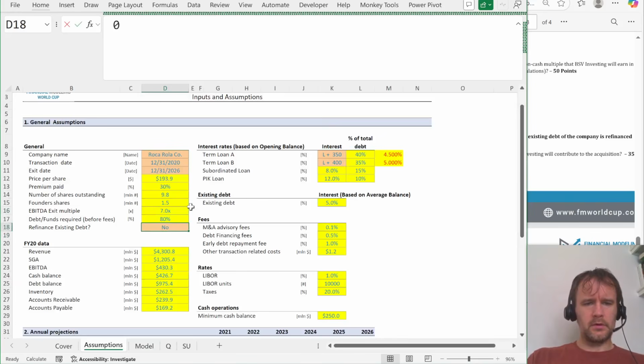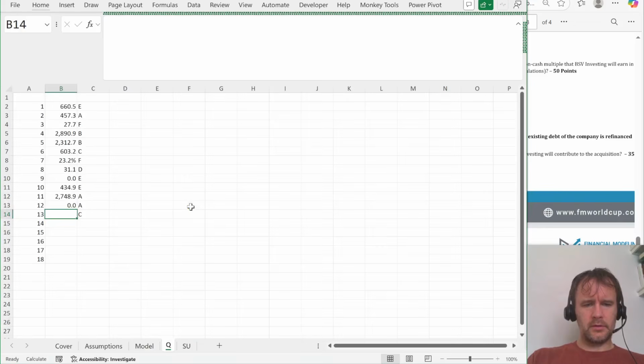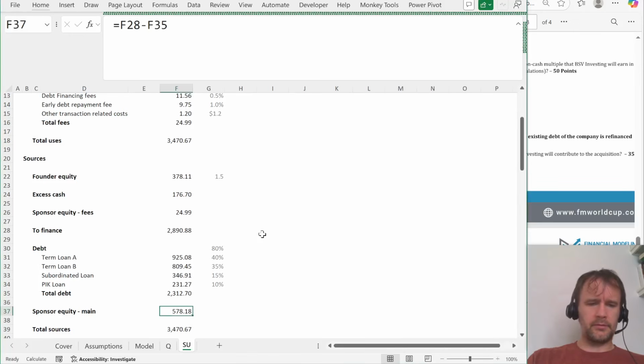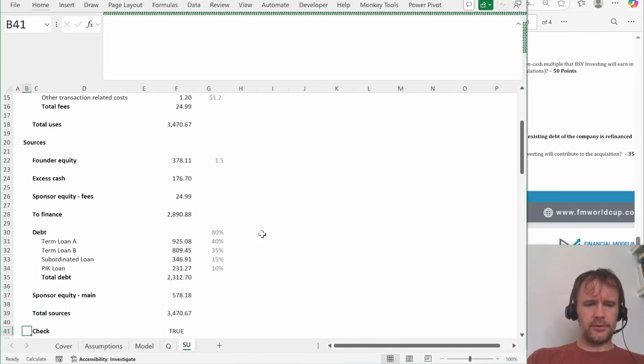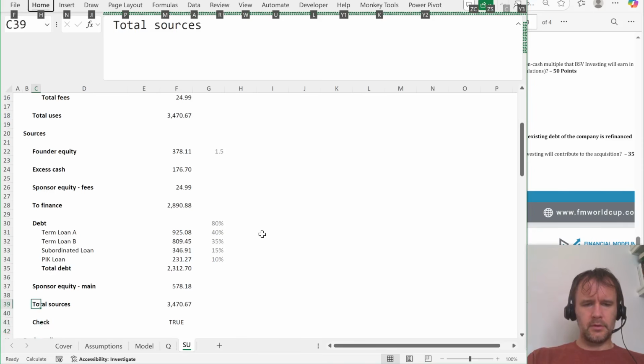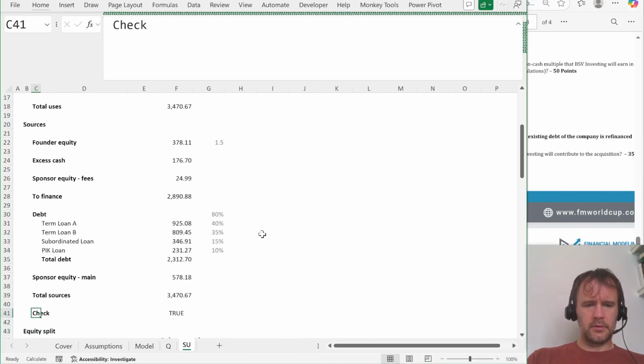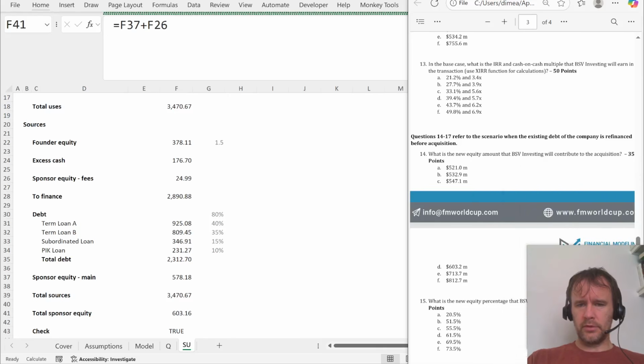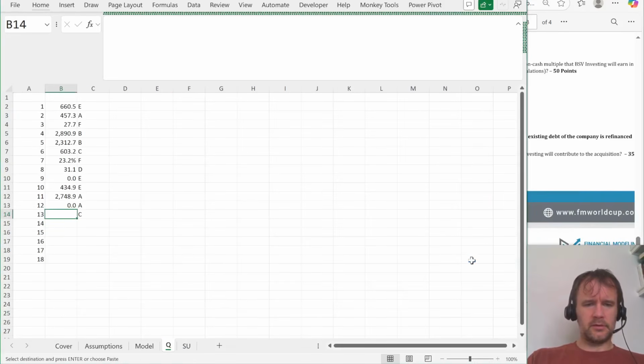So, refinance. We want to know the new equity amount that they will. Okay. Really should have just total sponsor equity. I realize it's not the most efficient thing to do now, but it is bugging me that it's set up so badly. So there we go. So the answer is 603.2. Yes, answer D. Happy days.